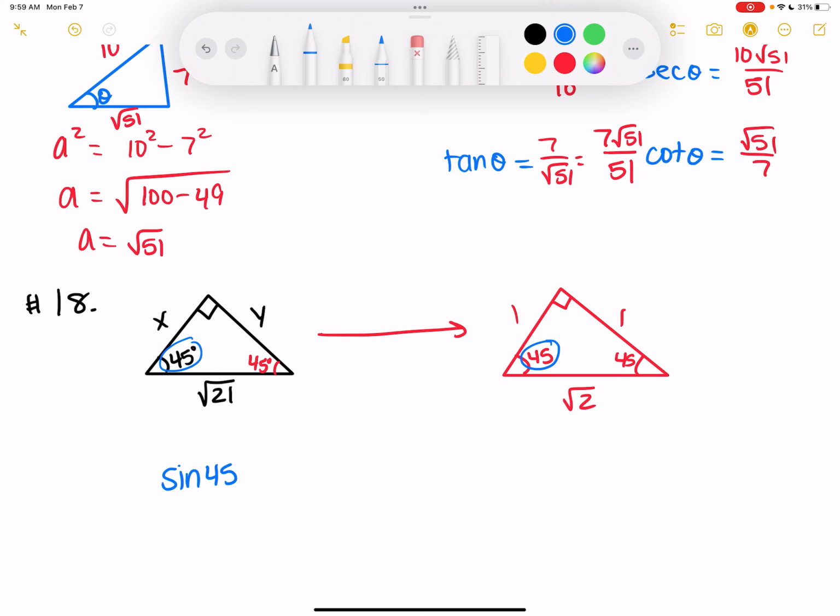So the sine of this angle, the one on the left, is what? 45, acute. In terms of opposite over hypotenuse, what is it? Y over square root of 21. And then the other one? 1 over square root of 2. All right, so now that we have this, just ignore that. That was just showing you what we were looking at.